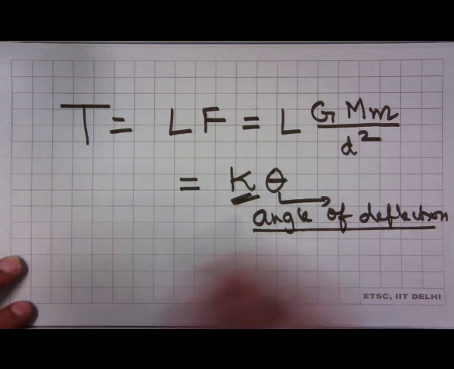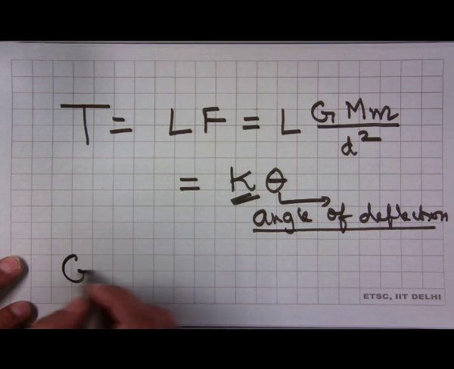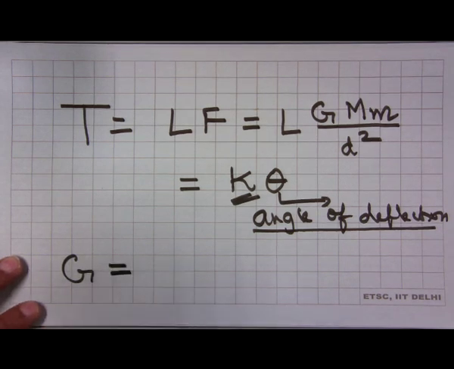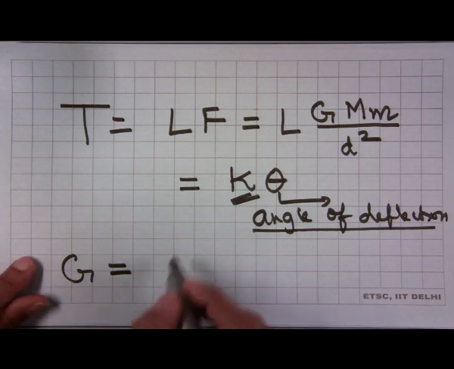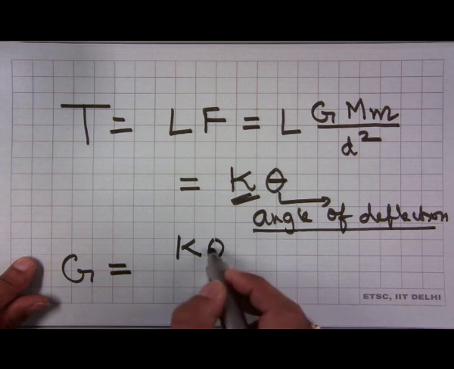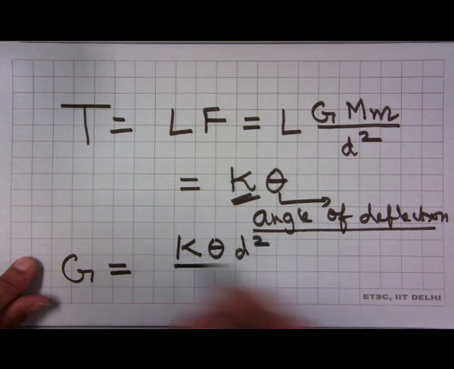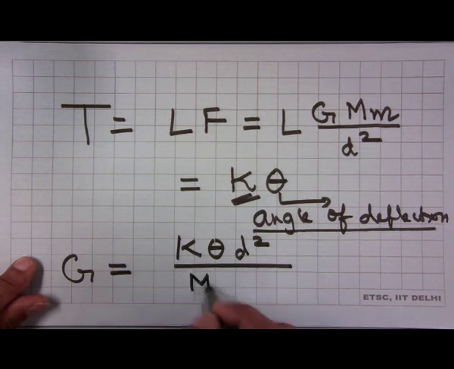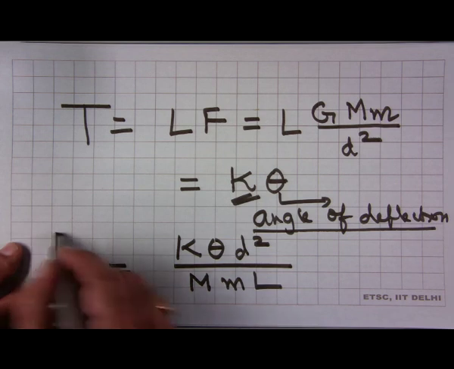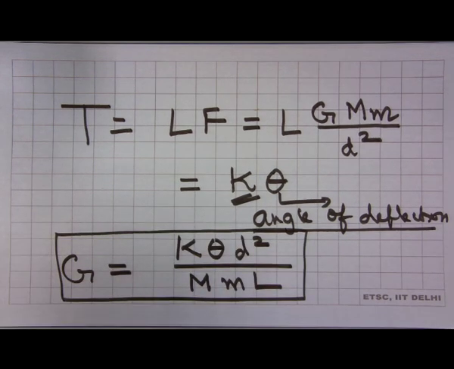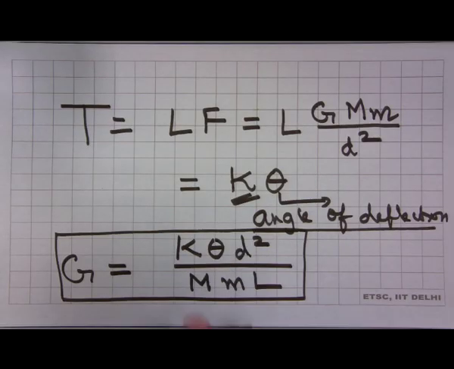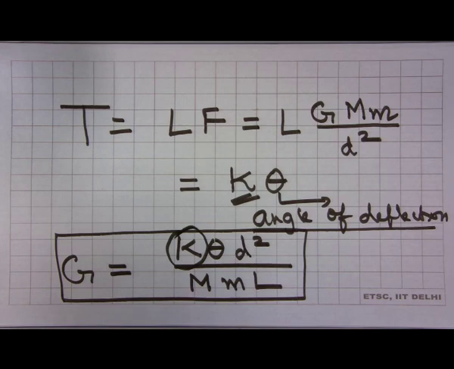So I am going to equate this. Therefore I am going to get G is equal to, so I should not be committing any mistake. So what am I going to get? I am going to get k theta d squared over m L. So this is my primary expression for the gravitational constant, k theta d squared over m L. So I know the angle of deflection, I know the distance, I know the heavier mass, I know the smaller mass, I know the length of the rod, but how do I know this constant? So everything boils down to determining the constant.